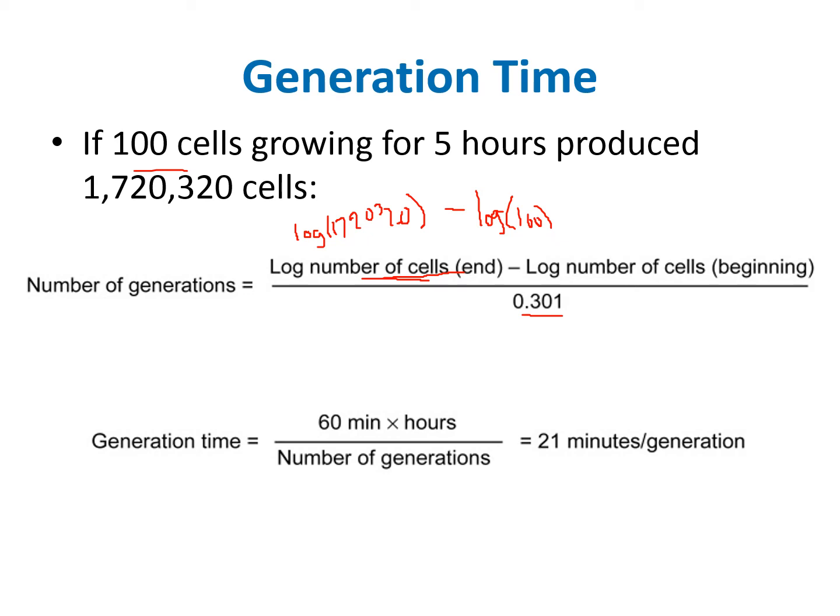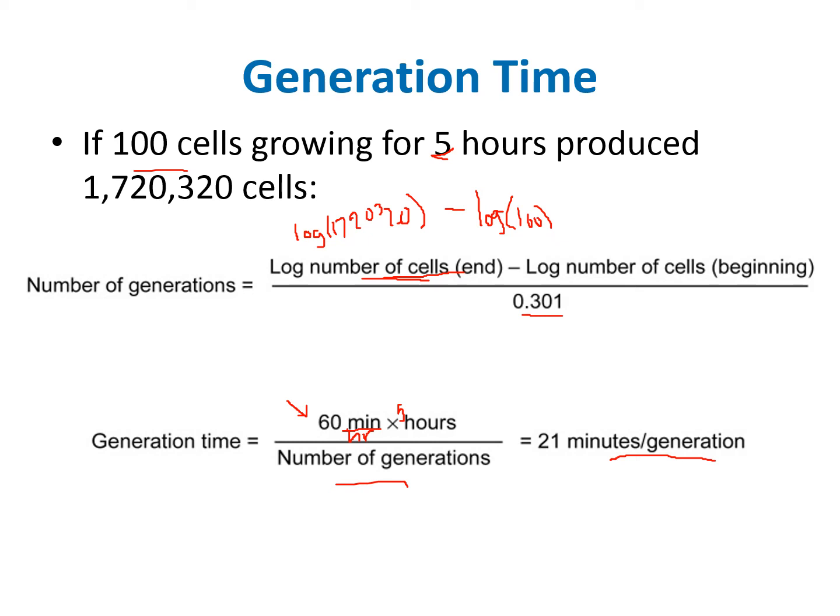To figure out the generation time, we're simply going to multiply 60 minutes per hour times the number of hours, which in your example here is 5. So we're going to have 5 hours. And then we're going to divide that by the number of generations. You should get something like 21 minutes per generation as your answer.